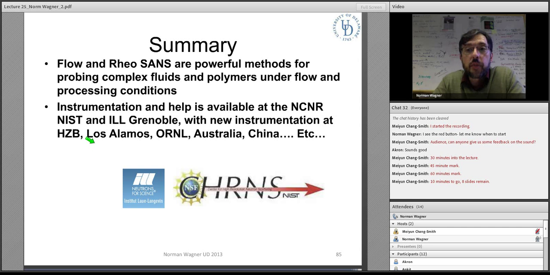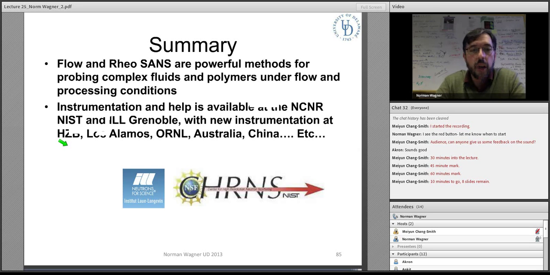And this is instrumentation that I've shown you is actually quite widely available. At the NCNR at NIST in particular, and ILL Grenoble, all of the instruments that I've shown you are available. Of course, the Helmholtz Centrum in Berlin has a rheometer. Los Alamos has a flow cell. Oak Ridge is building Rheo-SANS. They have a rheometer. The Australian ANSTO has a rheometer. China and other countries are building equipment as well.